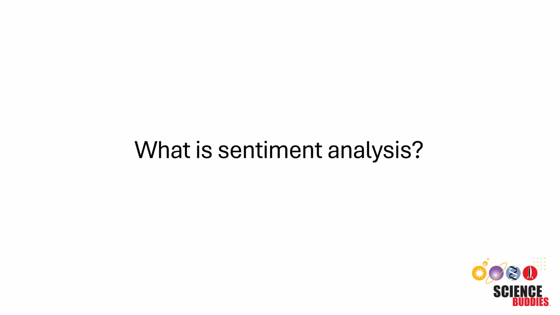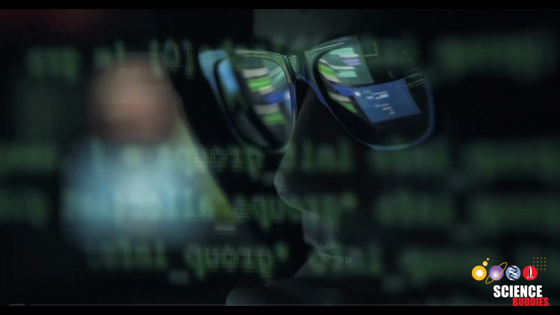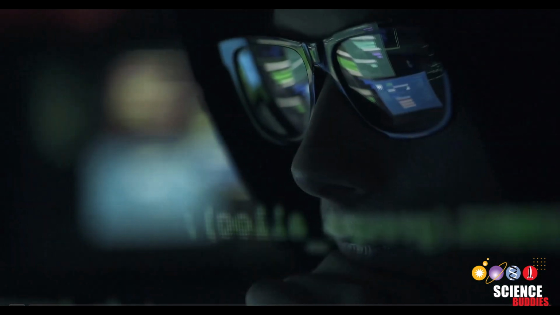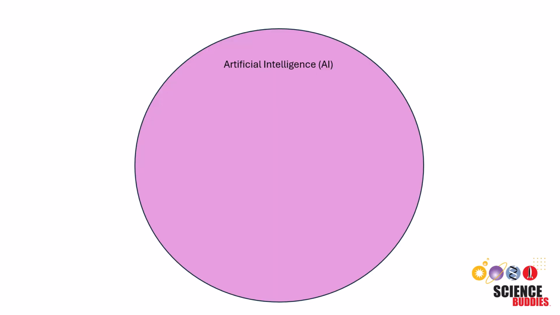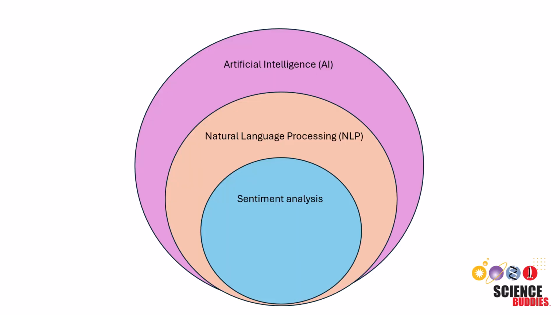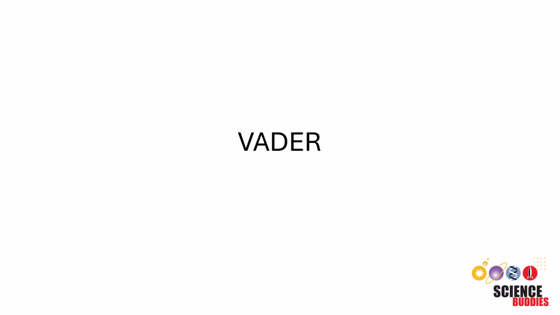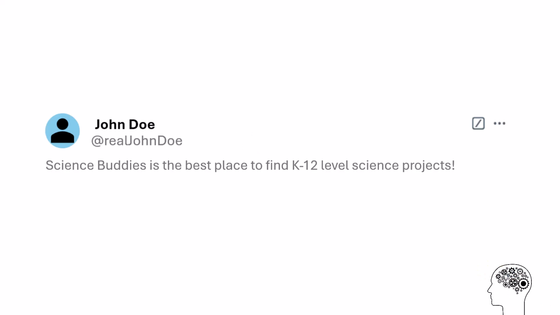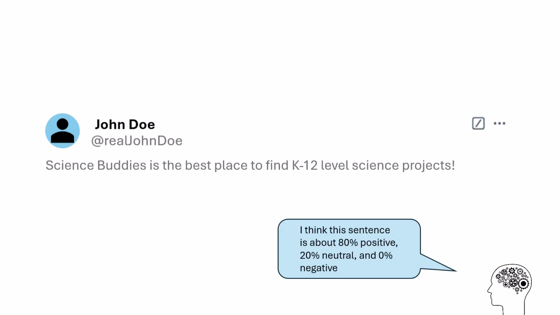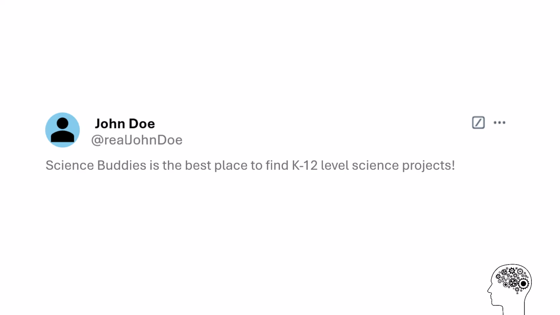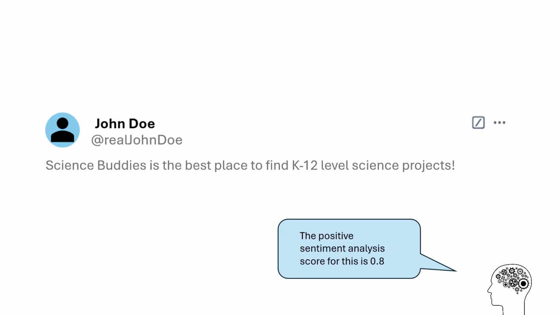But first of all, what is sentiment analysis? Sentiment analysis is a technique in natural language processing, or NLP, which is a branch of artificial intelligence that teaches computers to understand human language. With NLP, computers can process large amounts of text to figure out if the overall mood is positive, negative, or neutral. The VADER sentiment analysis tool, also known as Valence-Aware Dictionary and Sentiment Reasoner, maps words and phrases to sentiment intensity scores. For example, if a phrase has a lot of positive words in it, it will give that phrase a more positive score, between 0 and 1, and vice versa.